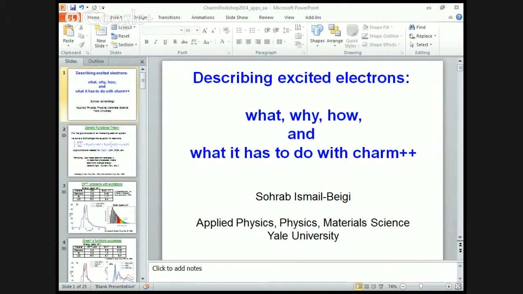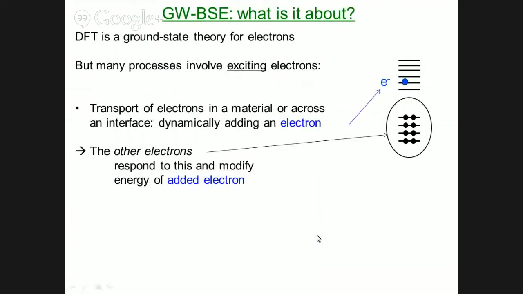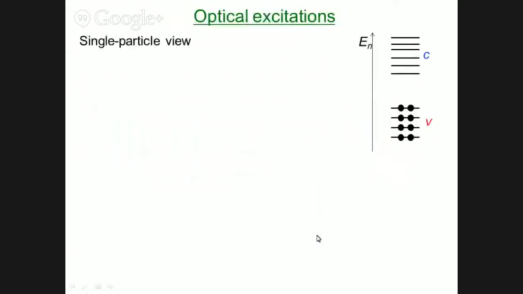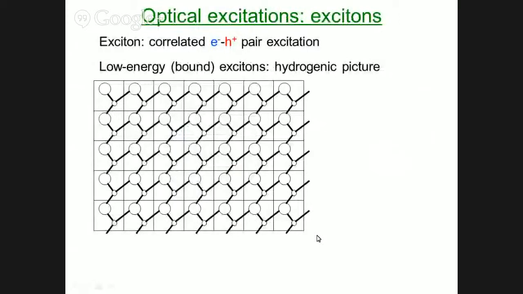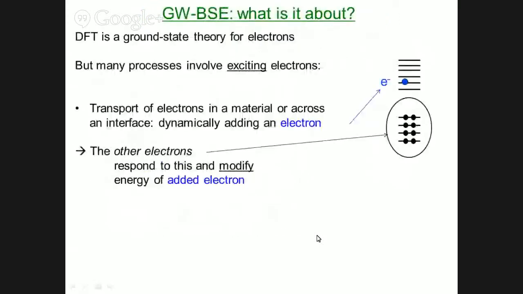So in DFT, you just look at the energy where you're adding the electron and say, that's the energy. But there's a problem. Electrons are charged. So when you add this thing, the other guys dynamically respond. They move out of the way, for example. They repel each other. And then that changes the energy of this electron. So that's one thing that DFT misses, and you have to account for it.